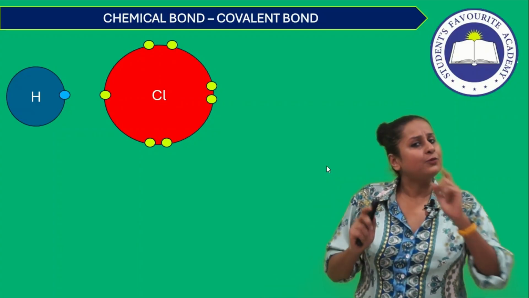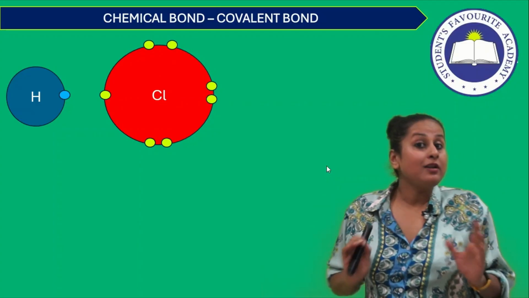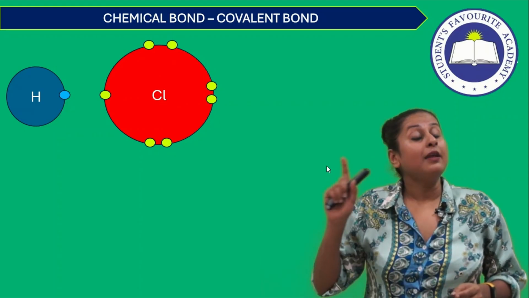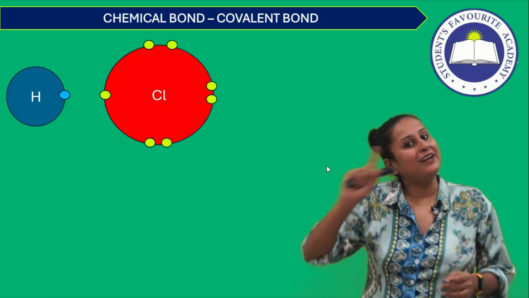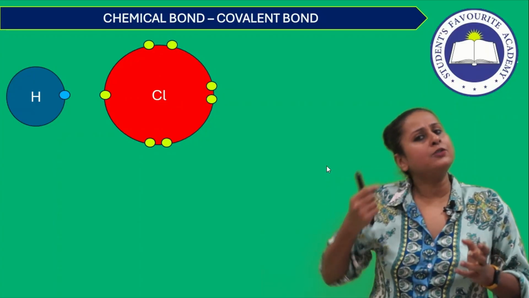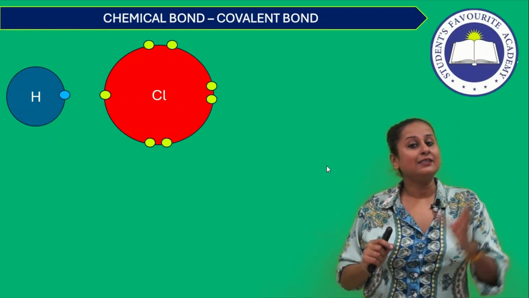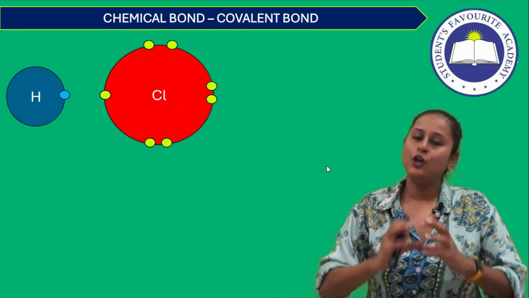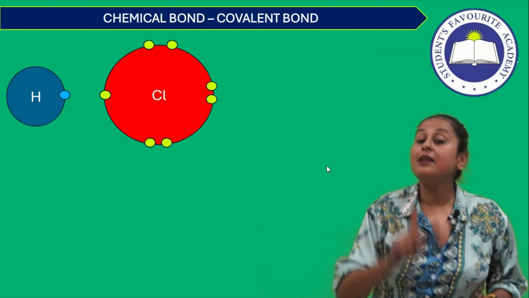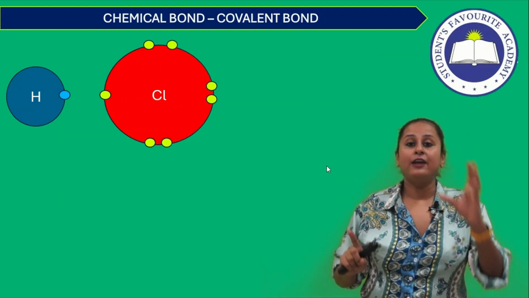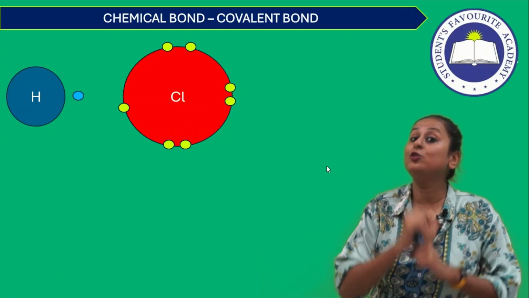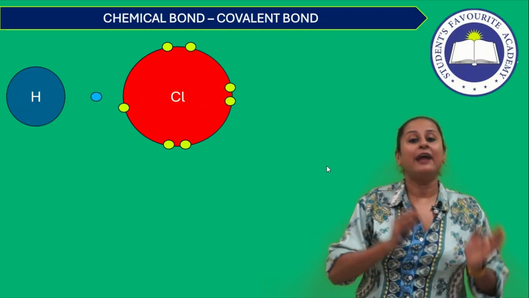So hydrogen needs 1 electron, but chlorine cannot give it that 1 electron. So what will chlorine do? Chlorine itself requires 1 electron. It has 7 electrons in its last shell, so it requires 1 electron. So what they do is, hydrogen and chlorine decide to share 2 electrons in all, which means 1 electron pair. Hydrogen gives 1 electron and chlorine gives 1 electron, which is mutually shared by both hydrogen and chlorine.